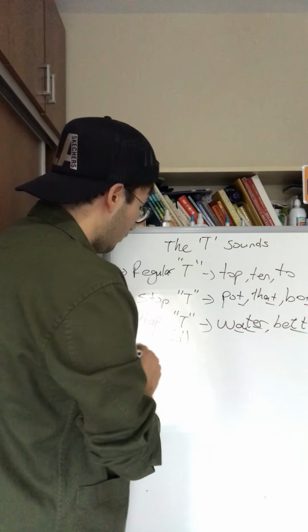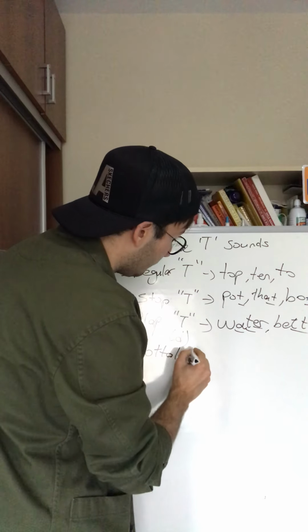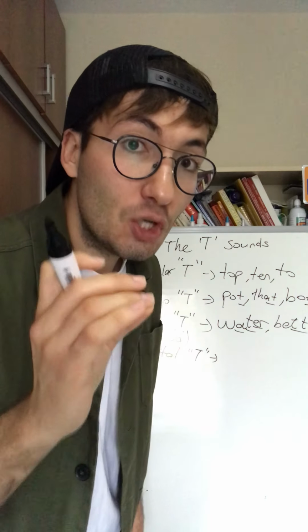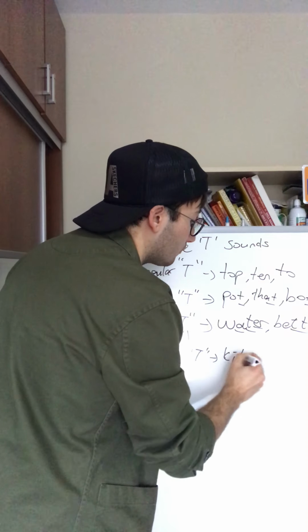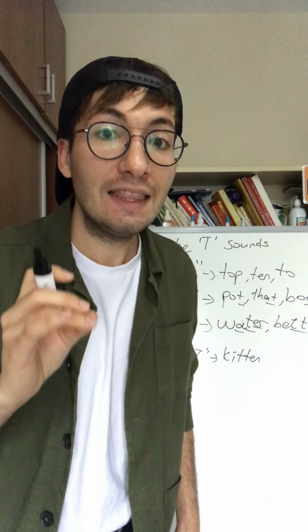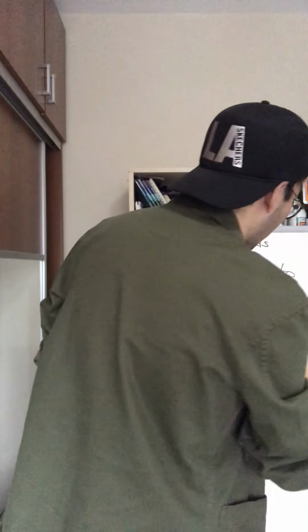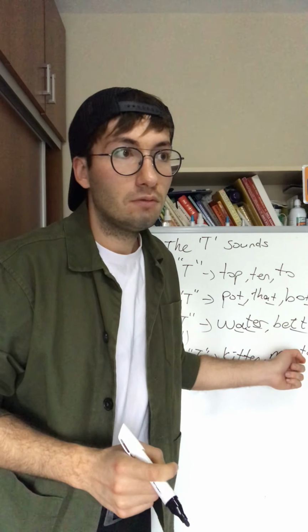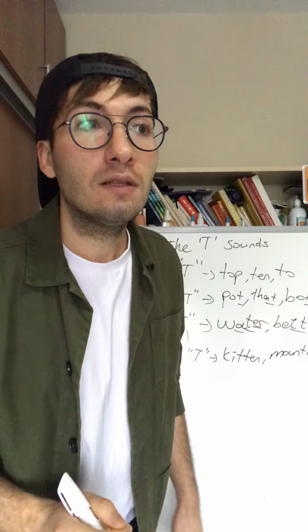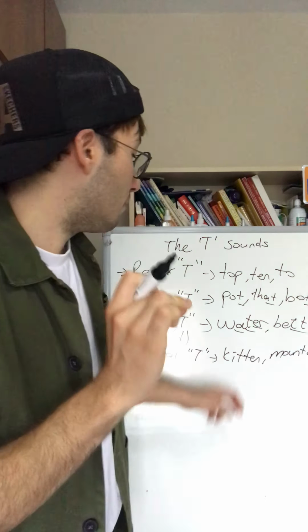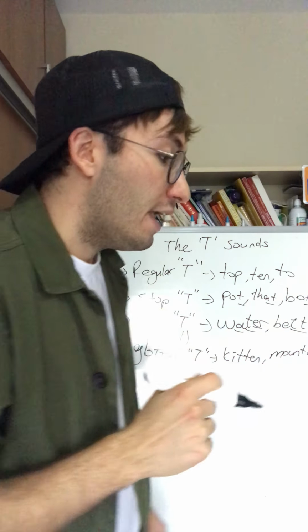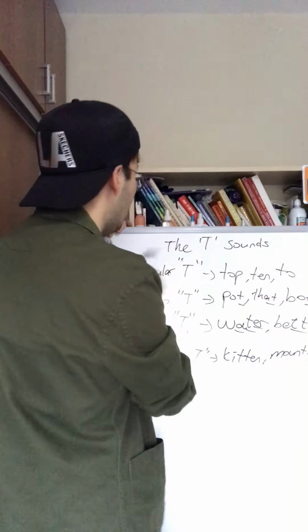Let's talk about glottal stop. Glottal T. As I mentioned before, as I showed in an Instagram video before, glottal T like this. For example, kitten, or for example, mountain. You probably say mountain. No way. We say in English mountain. Written. Repeat after me. Kitten.